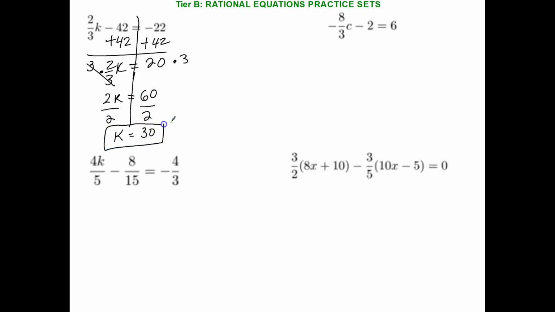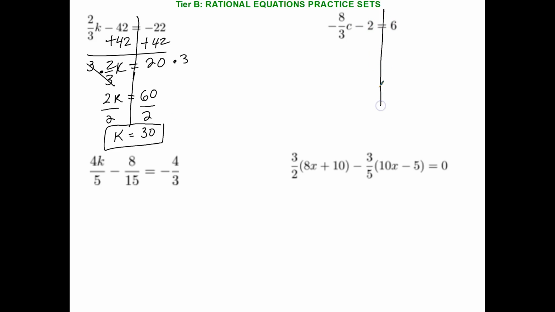Whenever you feel like your answer's not right, I tell you to check it. So if you put 2/3 times 30 minus 42, does that give you negative 22? 2/3 of 30 is 20. And so 20 minus 42 is negative 22. All right, let's look at the next one.